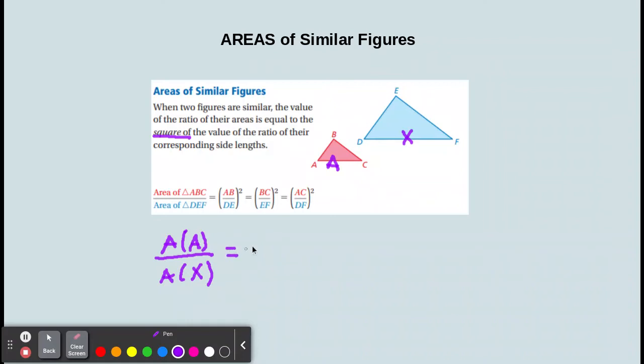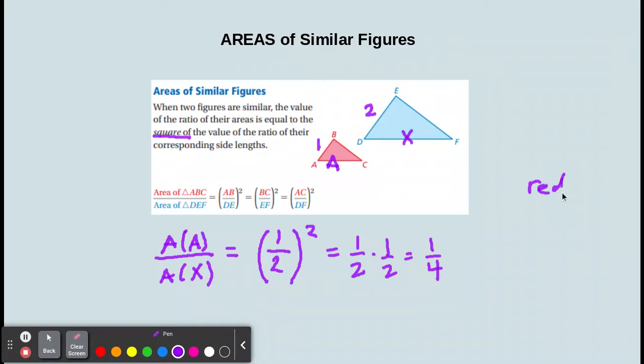that should be equal to taking this side length, we'll call it 1, we'll call this 2, right? But squared. What's 1/2 times 1/2? That's 1/4. So the value of the ratio of their areas of the red to blue is equal to 1/4, which is squaring the value of the ratio of their corresponding side lengths.